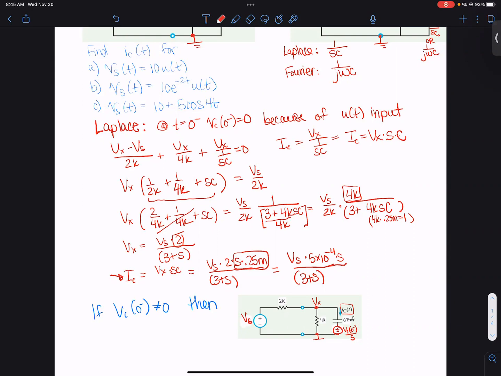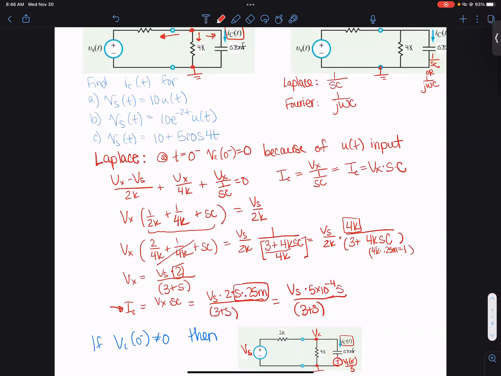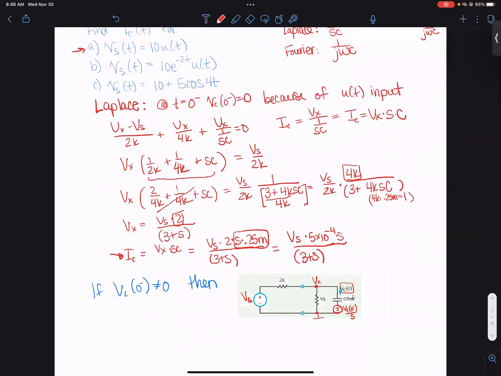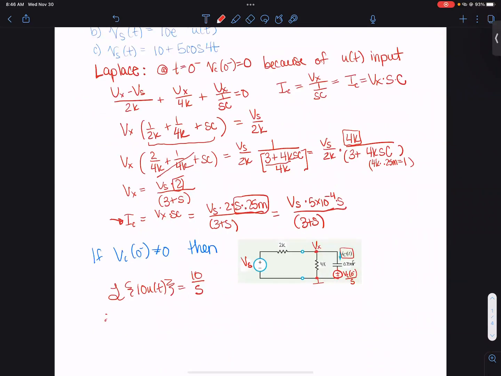Okay, so this is the Laplace that we've done before. Now we want to plug in VS. If we look at the first input signal, the Laplace of 10 u of t, what was that? 10 over S. So now we plug that in, and IC is going to be 10 over S times 5 times 10 to the minus 4th S over S plus 3. So here they do cancel, and we can just write IC of t.